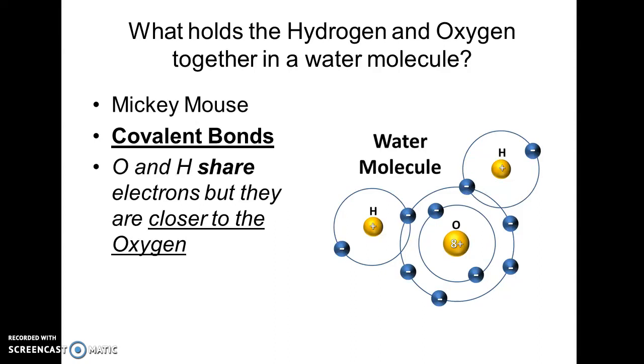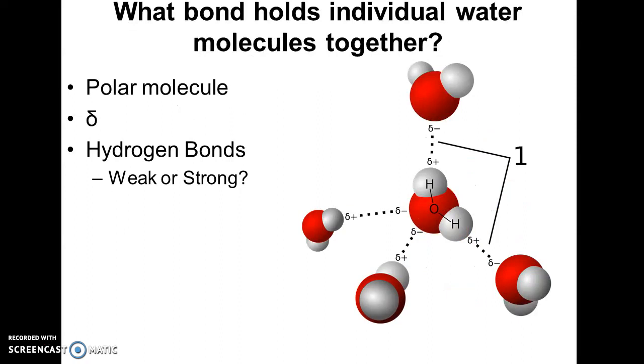But the oxygen is more electronegative. It shares the electrons more strongly than the hydrogen does. And this is called a polar molecule. So when a molecule has its electrons not shared equally, that's called a polar molecule. And water is a polar molecule. What bond holds individual water molecules together? Covalent bonds. Okay, and this symbol here is the Greek letter delta, and it means partial.